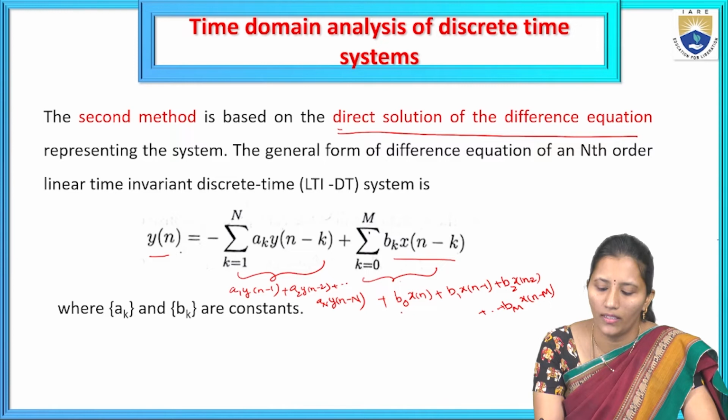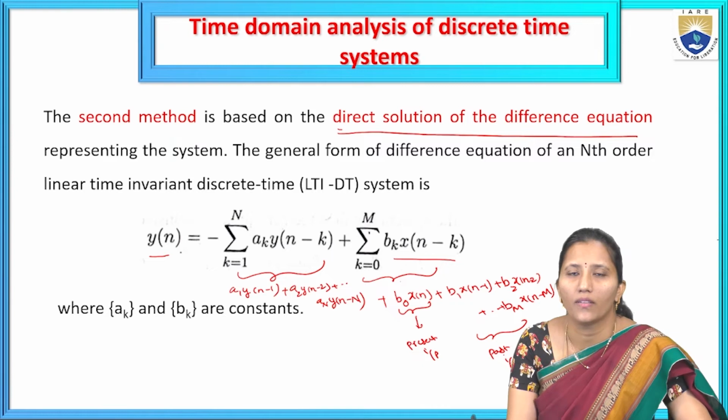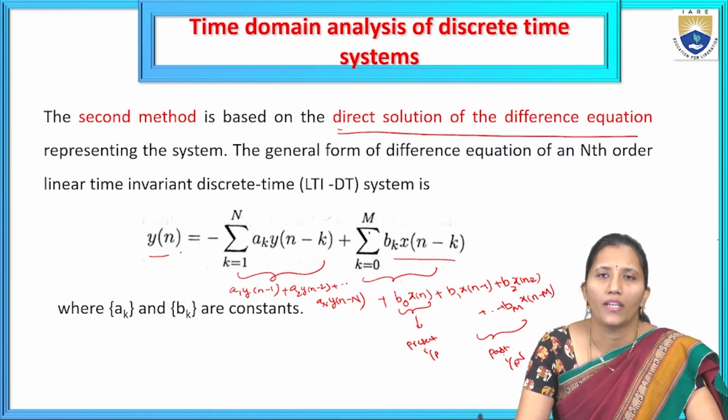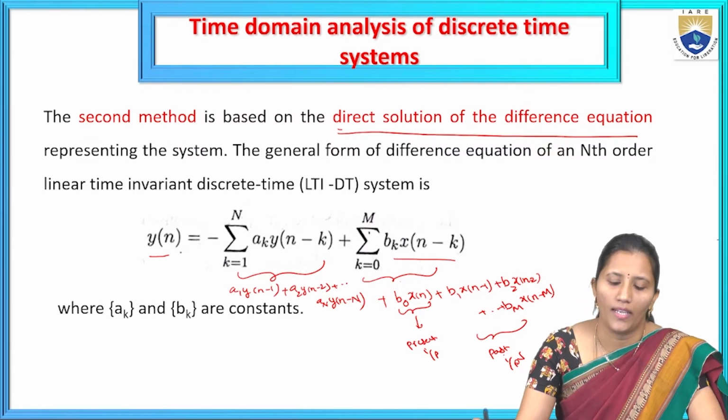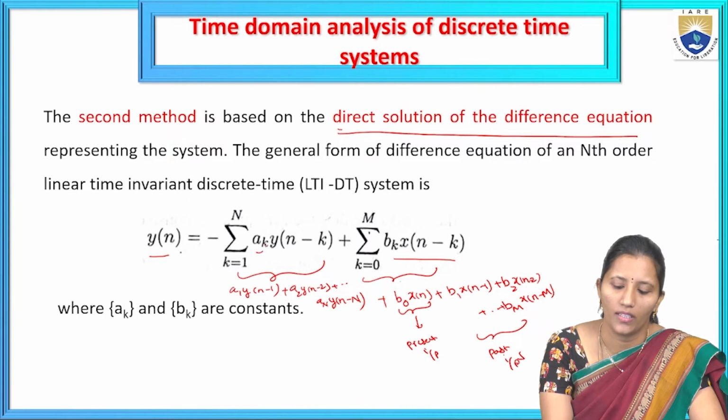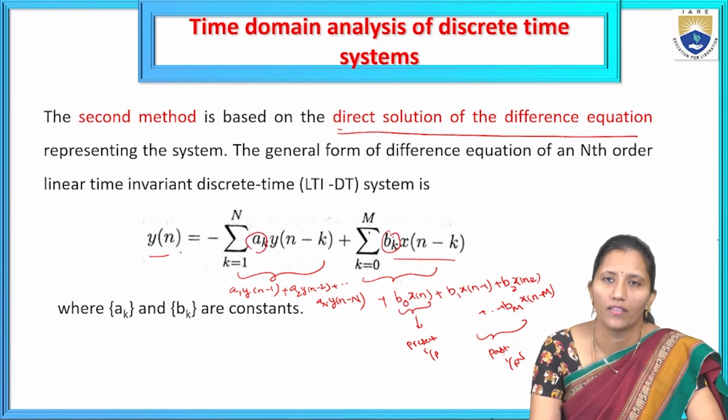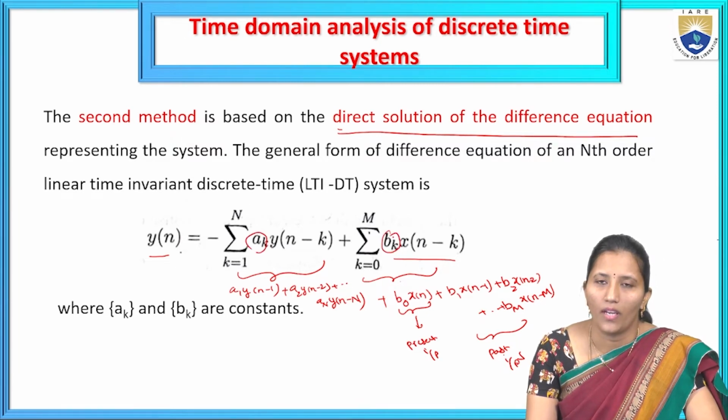So here x of n is the present input. These are the past inputs. So this is a general difference equation. We are representing y of n in terms of past outputs, present input, as well as past inputs. Here ak and bk are arbitrary constants. So we have to analyze the time domain analysis by using the difference equation.